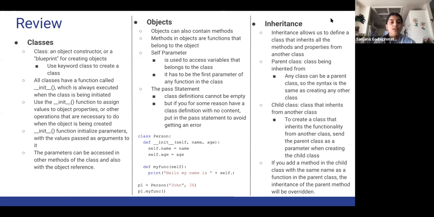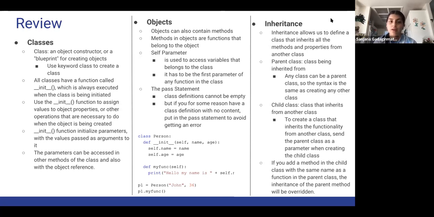A class is an object constructor or a blueprint for creating objects. Whenever you're defining a class, you would always use the class keyword. All classes have a function called init, which is always executed when the class is being initiated. You use the init function to assign values to object properties or do other operations that are necessary when the object is being created. The init function initializes parameters with the values passed as arguments, same as any other function. And the parameters can be accessed in other methods of the class and also with object reference.